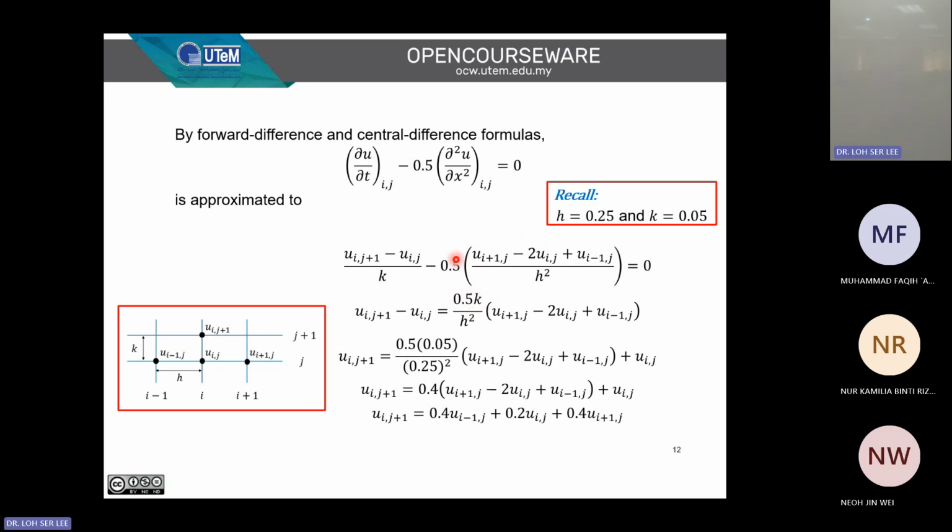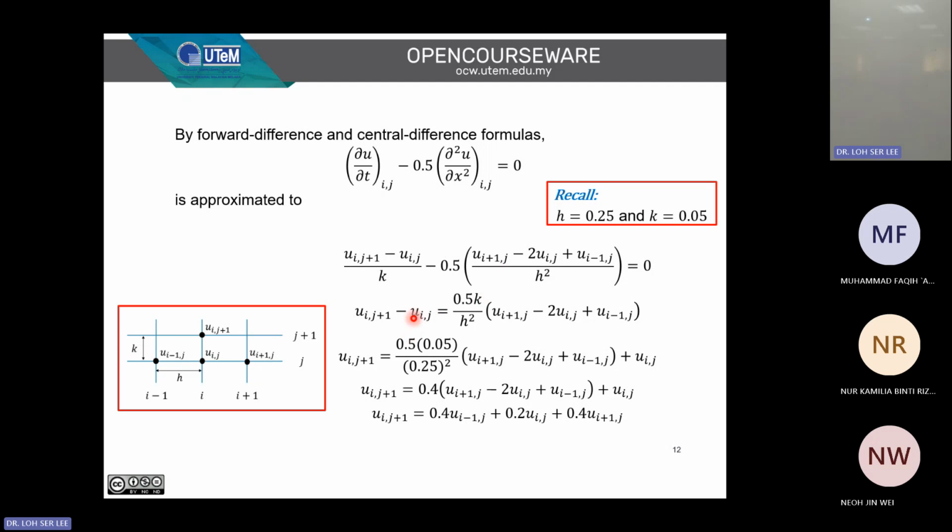Okay. I repeat once again, this term, move this to the right hand side, and you move the k to the right hand side. That's why you have 0.5k. And you factorize the h squared, you have 0.5k over h squared multiplied to this 3. Can you see that?